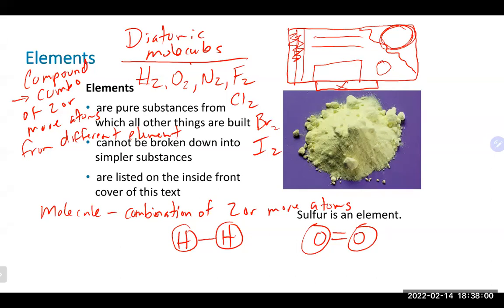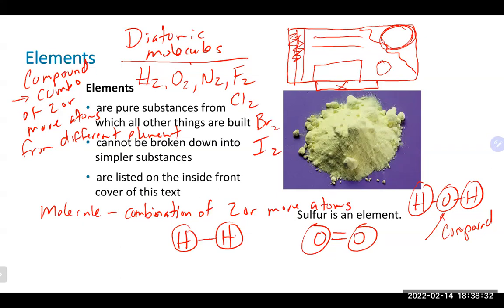We could also have something like water, which is 2 hydrogens and an oxygen. That is also a molecule because it is 2 or more atoms together. And this guy is also a compound because it is 2 or more elements that have come together, hydrogen and oxygen. Is H2O an element? The answer is it is not, because it is hydrogen and oxygen, two different elements together.